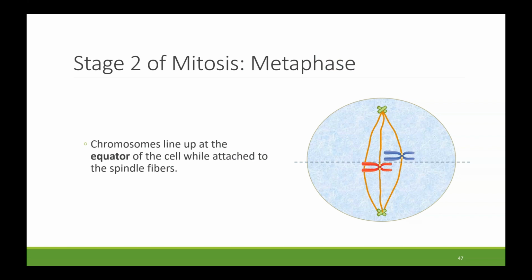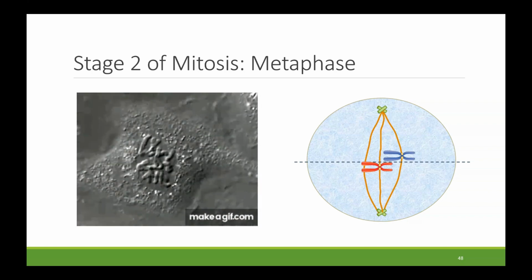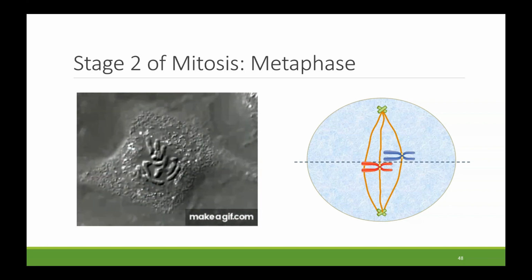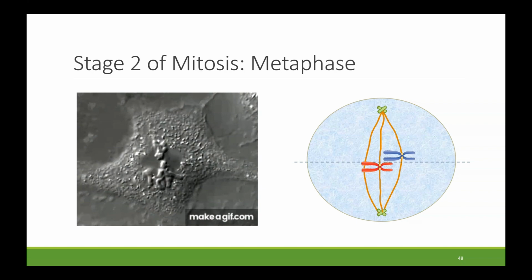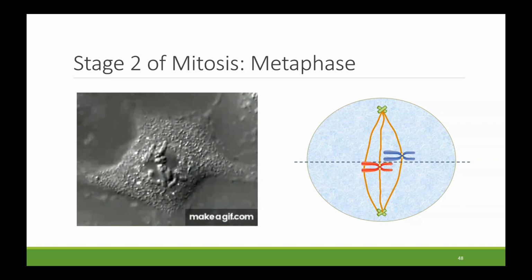So the second step of mitosis is called metaphase. And during metaphase, the chromosomes line up at the equator of the cell, while remaining attached to the spindle fibers at their centromere. The equator of the cell is exactly what it sounds like. It's the middle line. So just like the Earth has an equator that's halfway between the North and South poles, the cell has an equator too. And here is what metaphase looks like under the microscope. So you can see how the chromosomes are migrating to the middle line of the cell.